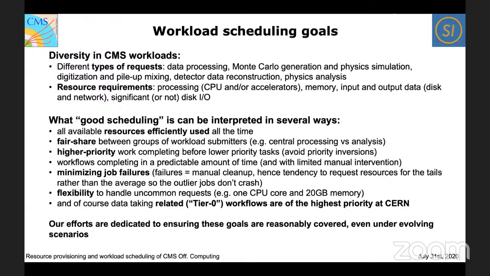We have to provide flexibility so that at some point in time we can handle some uncommon requests, for example, very high memory requests. And of course, in the end, anything that is related to the Tier-0, so to the direct data processing, needs to have the highest priority at CERN. So all these interpretations of good scheduling have a big overlap, but they are not exactly the same. And we have to do our best to ensure that all these goals are reasonably covered, even under evolving scenarios through the years.